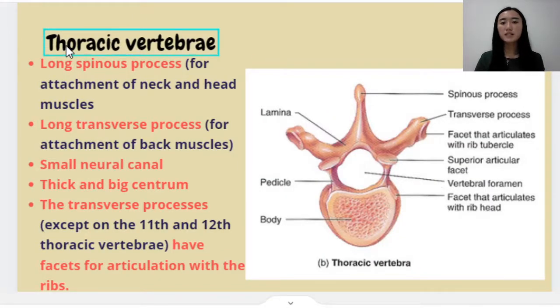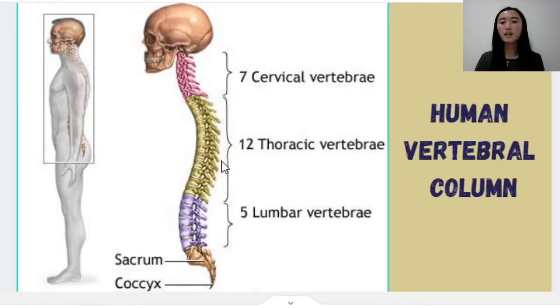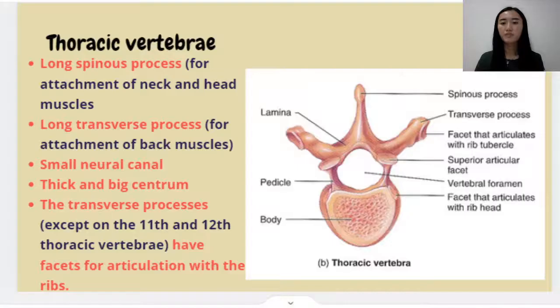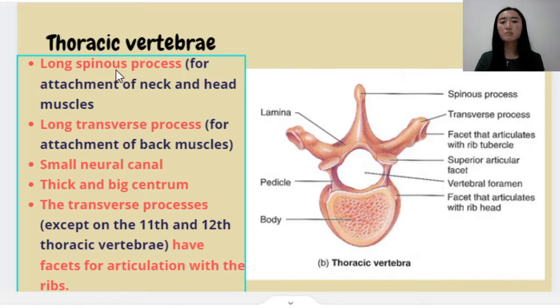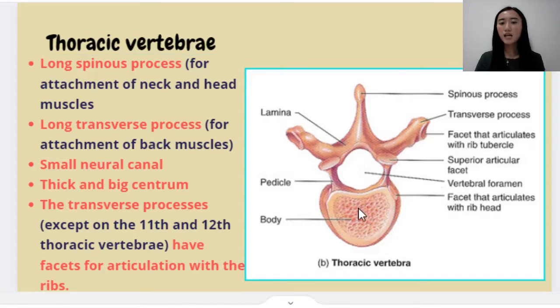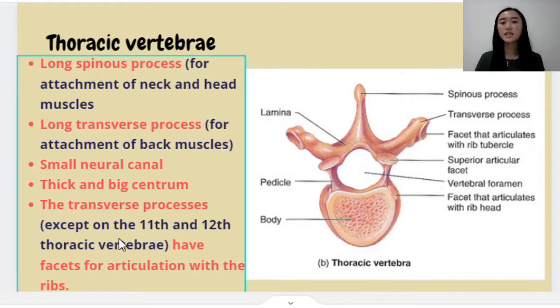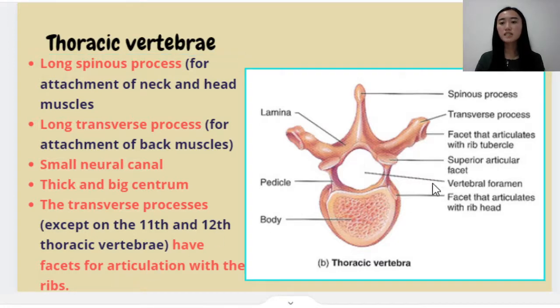The next part is thoracic vertebra, which is the middle part of the human vertebral column. Thoracic vertebra consists of a long spinal process. And what is the function of its long spinal process? It is for attachment of neck and head muscles. The long transverse process is for attachment of back muscles, and it has a small neural canal, a thick and big centrum, and the transverse process, except on the 11th and 12th thoracic vertebra, has facets for articulation with the ribs. So this is the diagram and the structure of thoracic vertebra.